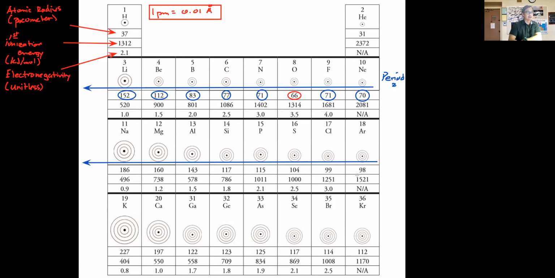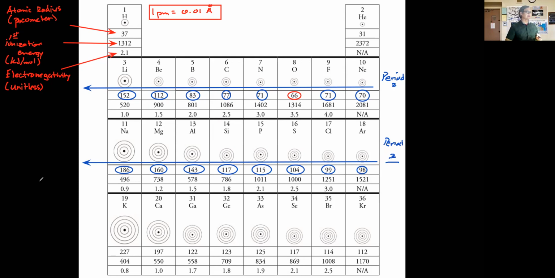We have argon at 98, chlorine at 99, 104 for sulfur, 115 for phosphorus, 117 for silicon, 143 for aluminum, 160 for magnesium, and 186 for sodium. Here, there are no exceptions. We see that here for period 3. All of the period 3 elements fall into that pattern, an increase from right to left across the period.